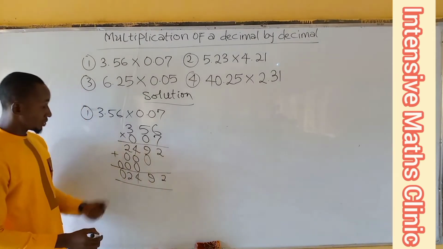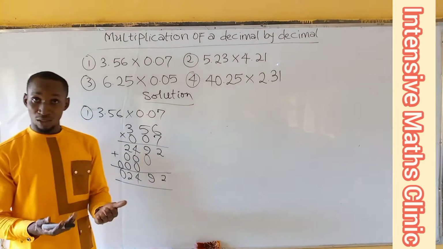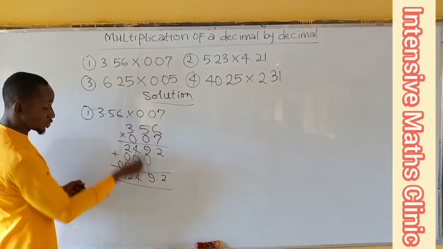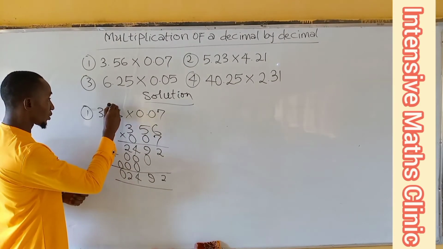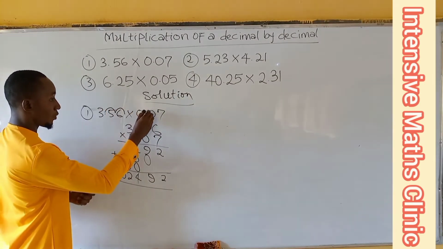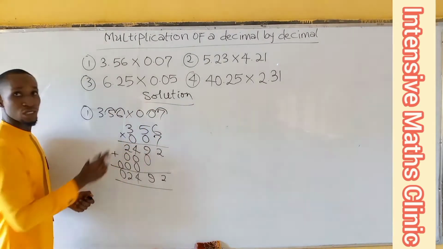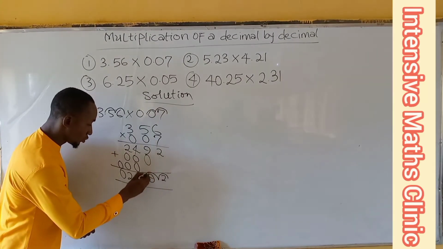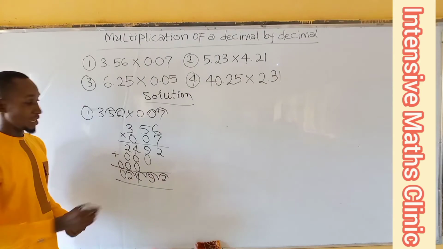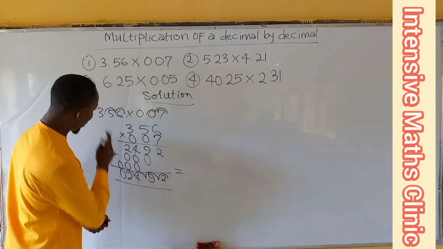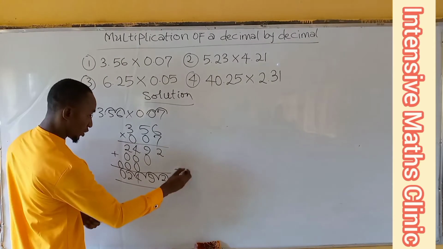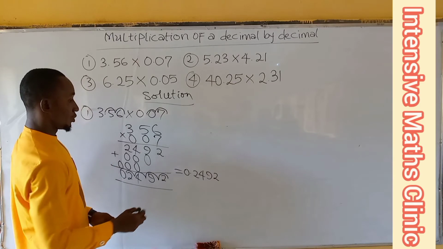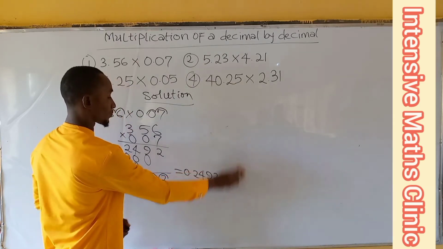We shouldn't forget that our multiplication is in decimal. Both numbers are in decimal. So we start counting from the decimal point: 1, 2, 1, 2, making a total of 4 decimal places. We start from the right hand side: 1, 2, 3, 4. Our decimal point is here. It implies that the multiplication of these two decimal numbers is 0.2492 as the result.